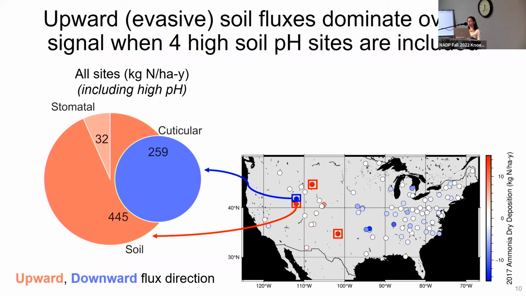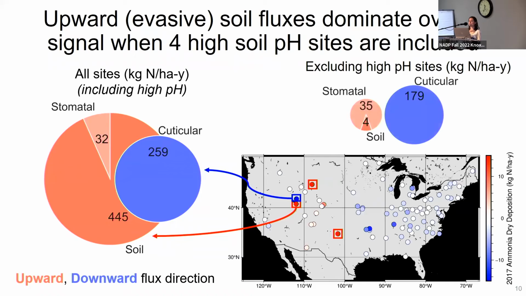And so what we can see, with the red indicating a net upward flux and the blue indicating net downward, is that the soil pathway dominates the overall flux budget. Also, the net fluxes in this case are upward, both of which were fairly surprising findings.